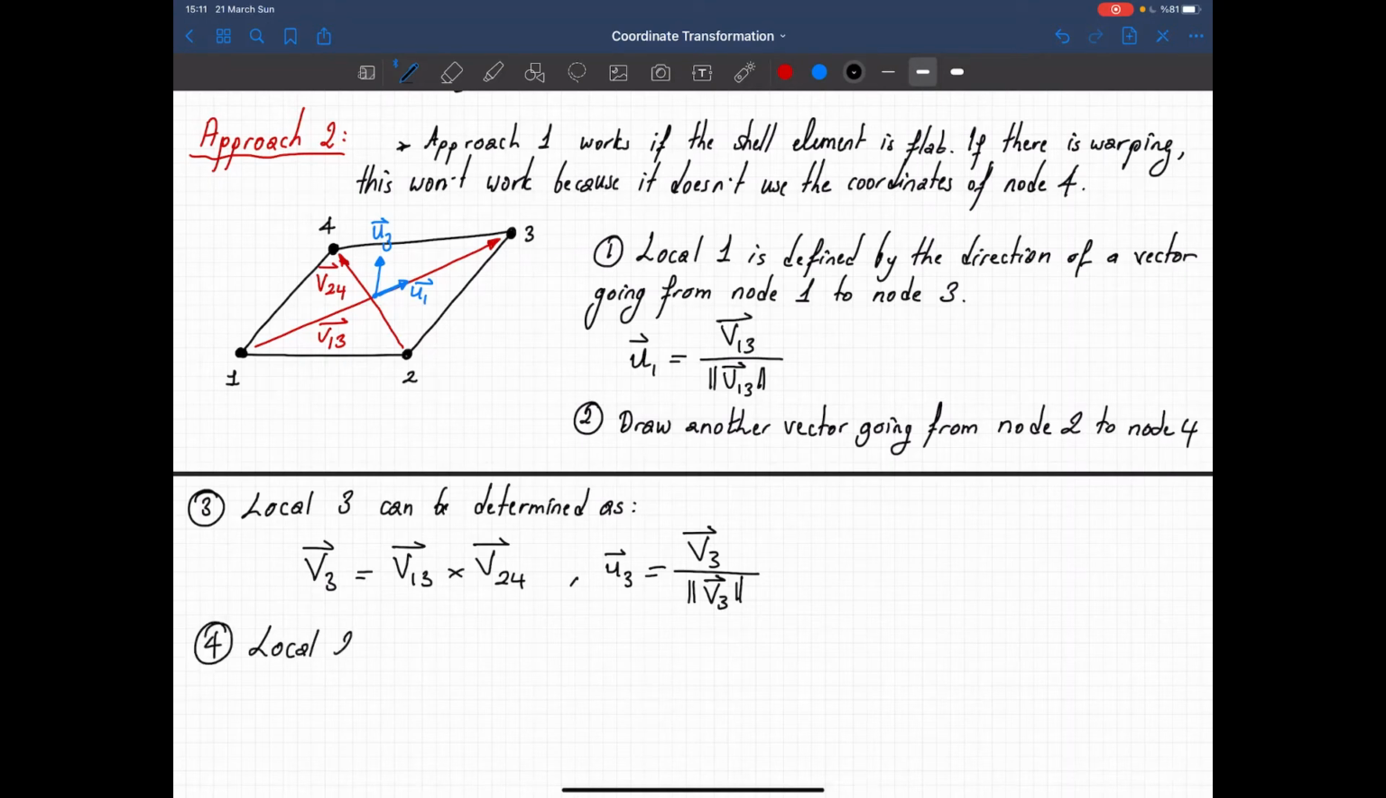Local 2 will be then equal to the same approach. U2 is equal to U3 cross U1, and that will give us an orthogonal U2 direction.